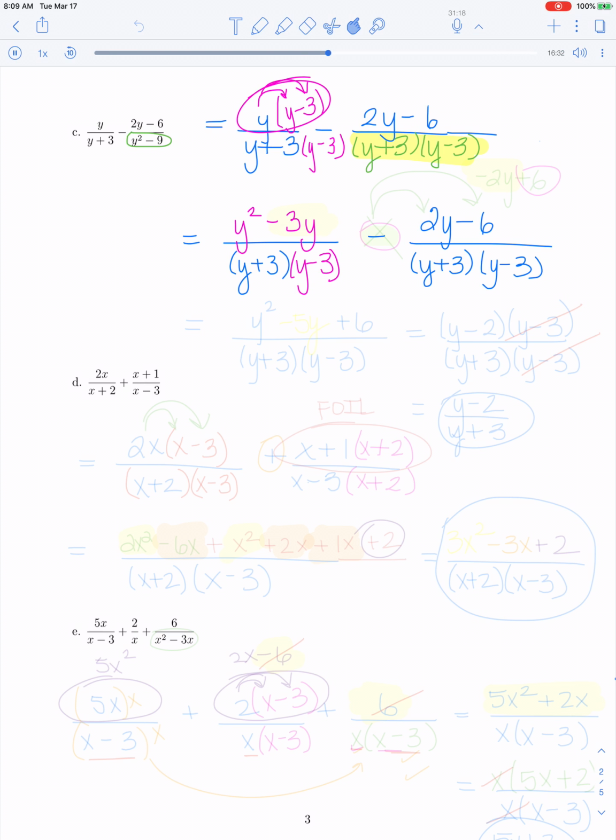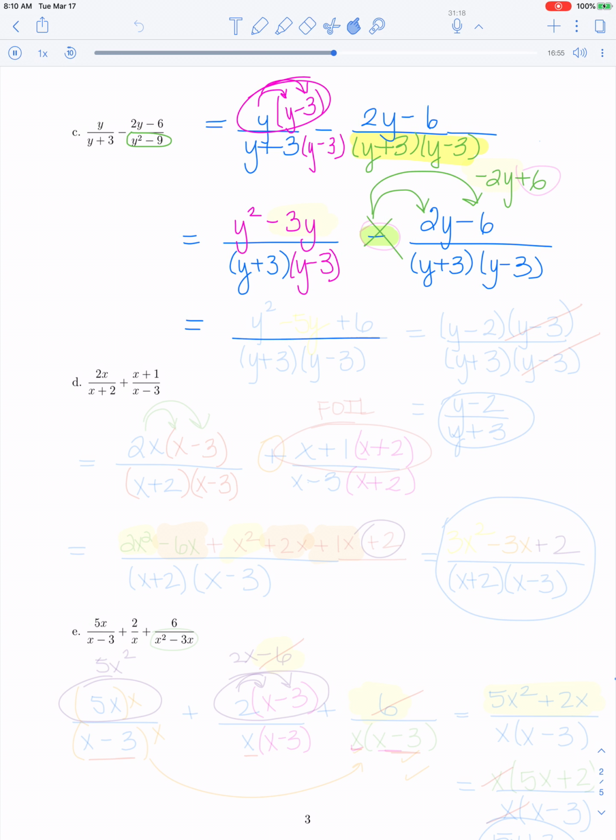But I do need to be careful because of that minus sign out in front. I do need to distribute the minus sign to the entire top because I'm subtracting, which will give me a negative 2y plus 6. And then let's cancel out that negative sign because it's already been used.